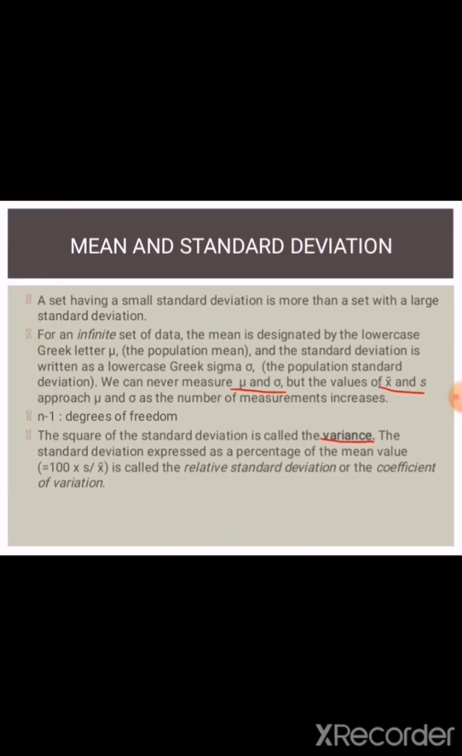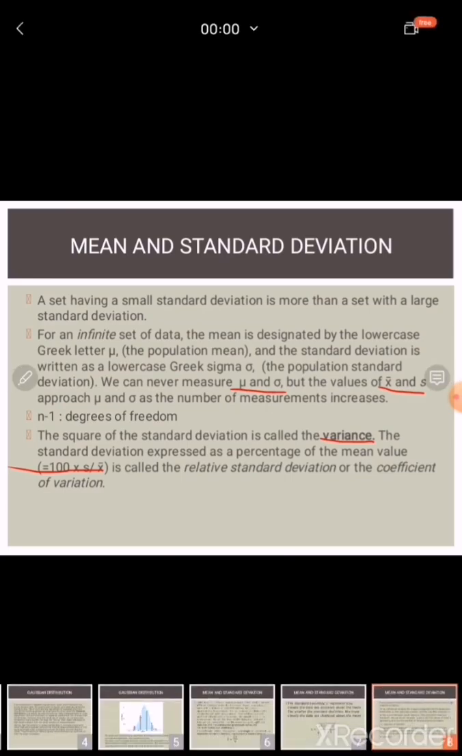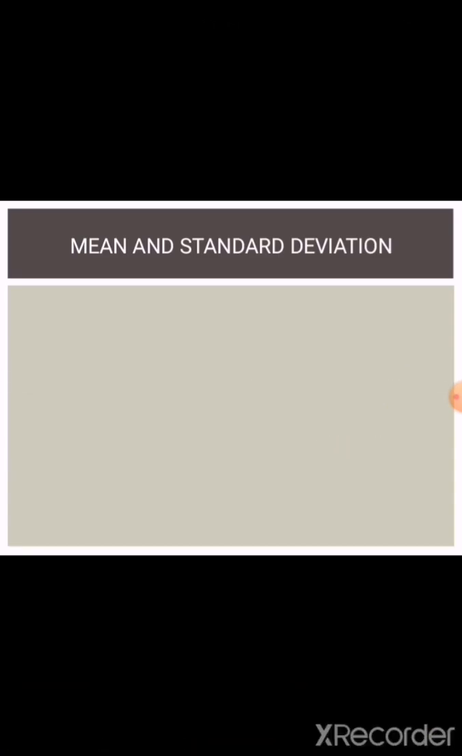So this would be the formula for that. Okay. So we have the standard deviation over mean times 100 for the RSD, or the relative standard deviation, and for the coefficient of variance.